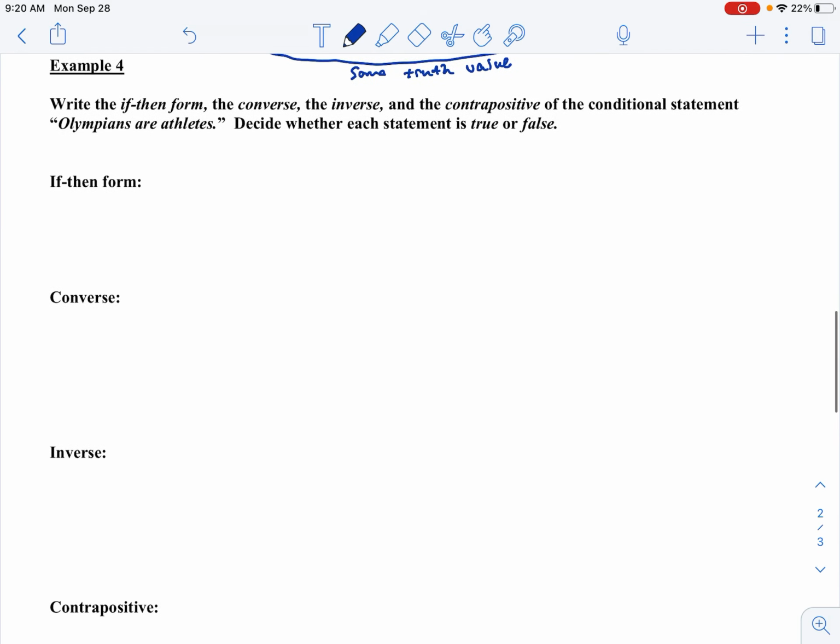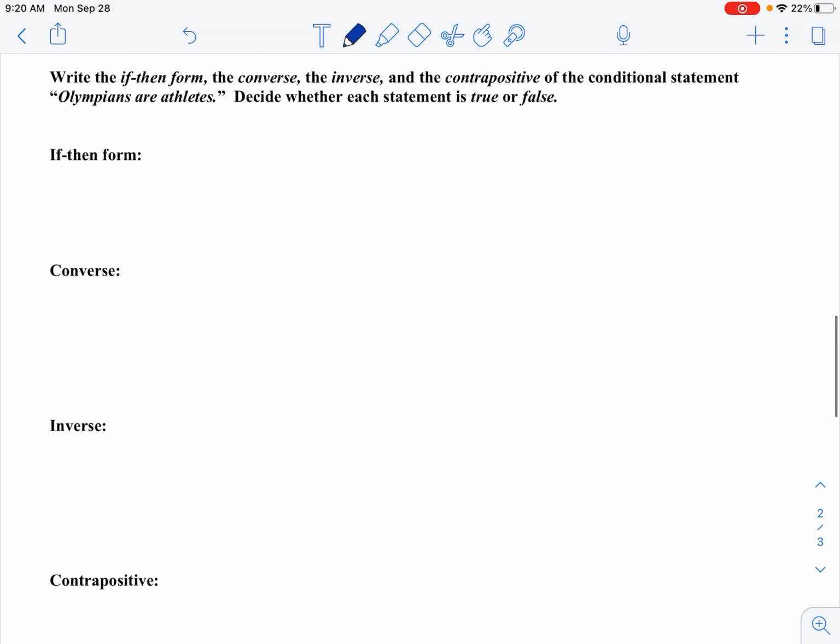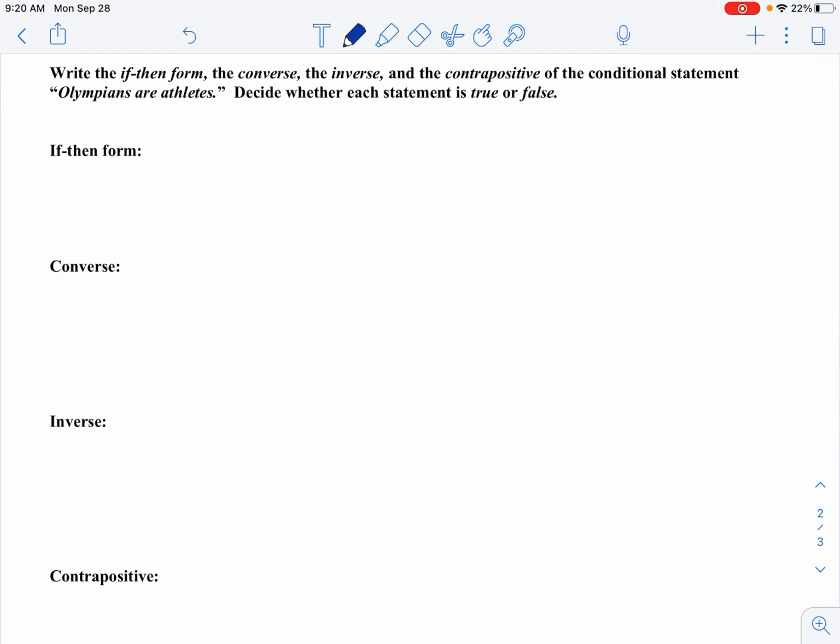So let's get looking at these actual real-life examples. Example 4, write the if-then form, the converse, the inverse, and the contrapositive of the conditional statement. Olympians are athletes. Decide whether each statement is true or false. So we're going to break this up. First, let's just write the original statement. They want if-then form, and they give us Olympians are athletes. So we're going to say, and I'm going to change the grammar a little bit, if you are an Olympian, then you are an athlete.